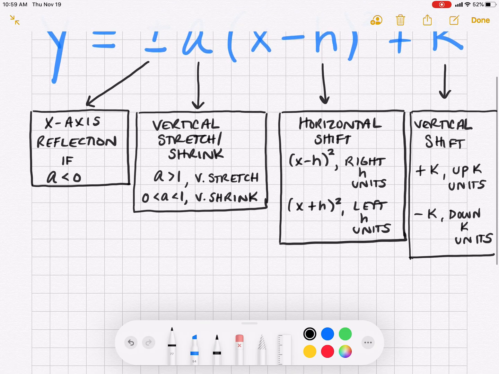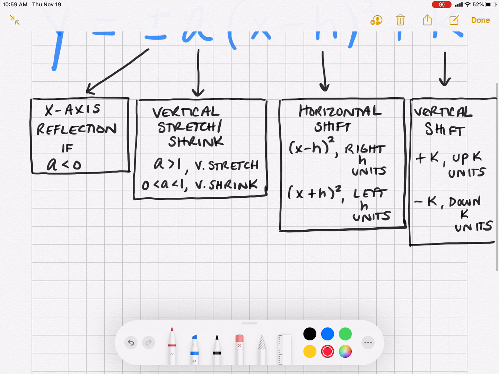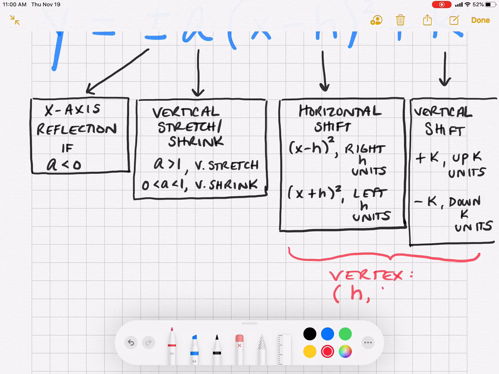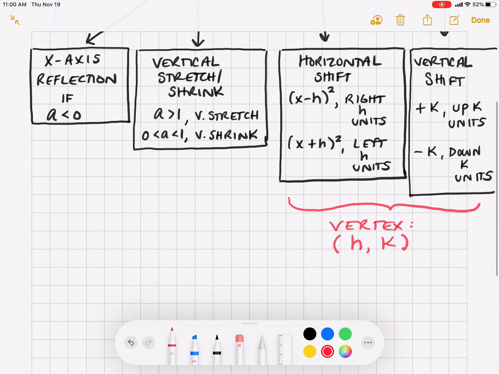Now, what I will also want to note are, what were the 2 transformations that affected the vertex? The 2 transformations that affect the vertex are these 2. The vertex of a parabola is affected when you shift it left and right and when you shift a parabola up and down. The vertex is what we're going to call (h, k). This coordinate is the x coordinate of the vertex, and this number is the y coordinate of the vertex.